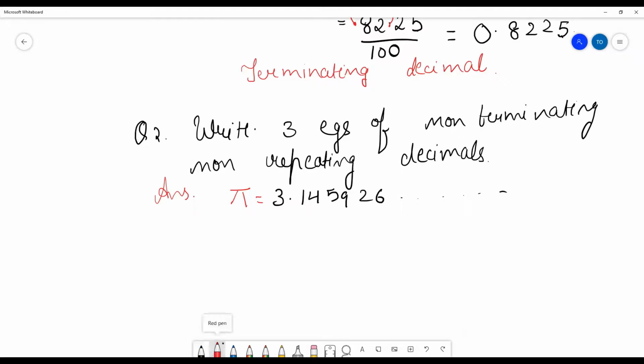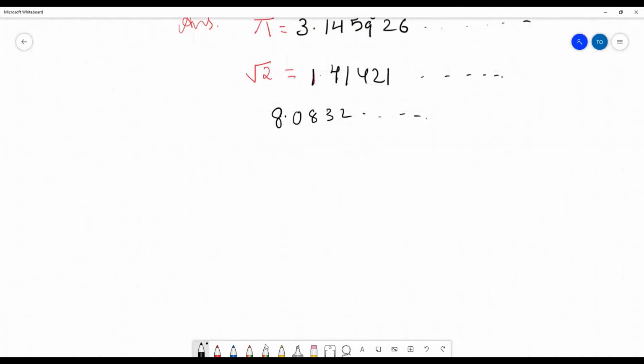Similarly, you have √2, which you can expand as 1.4141 like that. Like that, you can have many numbers. So you can just write numbers like 8.0832 like that. So you have these three examples of non-terminating, non-repeating or non-recurring decimals. So this was all about non-recurring, non-repeating and non-terminating decimals.